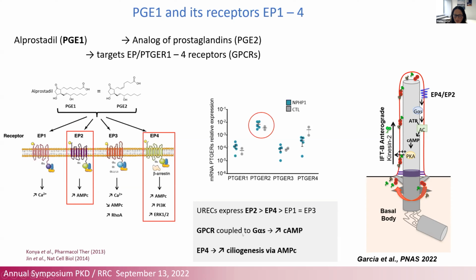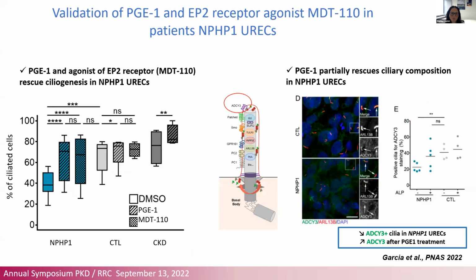It's also interesting to note that EP4 is already known to increase ciliogenesis via cyclic AMP in zebrafish and other models. Indeed, EP4 has been localized to the ciliary membrane and not EP2, but we have shown in the lab that overexpressing an EP2-GFP is able to go to the ciliary membrane.